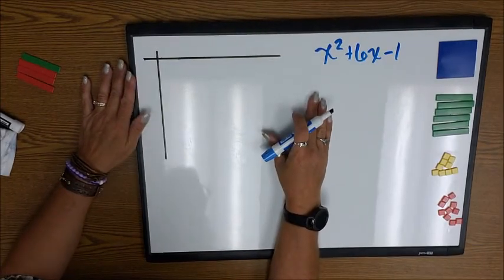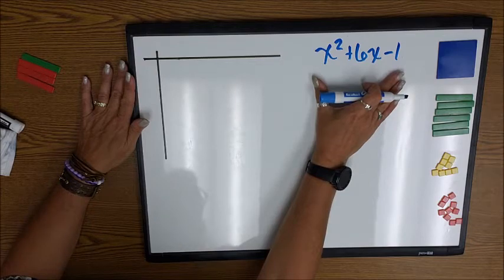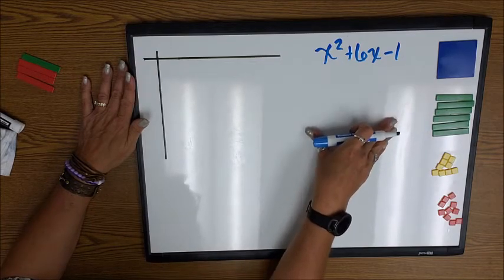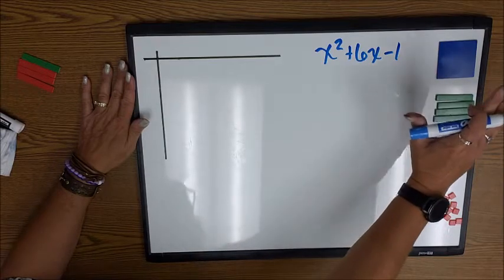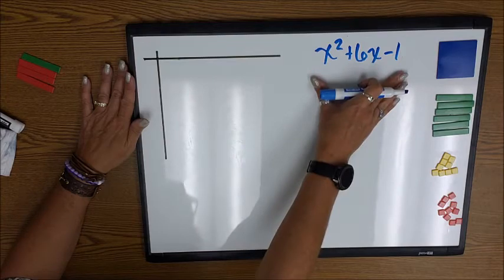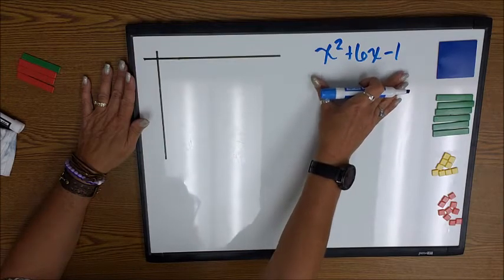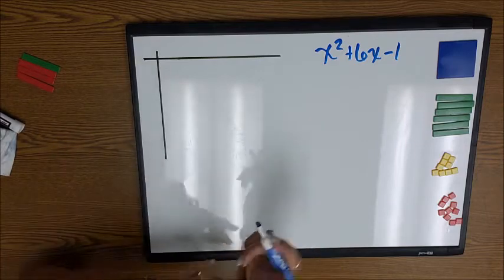Today we're going to take a look at how we can rewrite a quadratic that's in standard form into vertex form by completing the square. And I'm going to do this by modeling it with algebra tiles. But before we get right into using the algebra tiles to do this with our quadratic, a couple of things we want to talk to our students about.